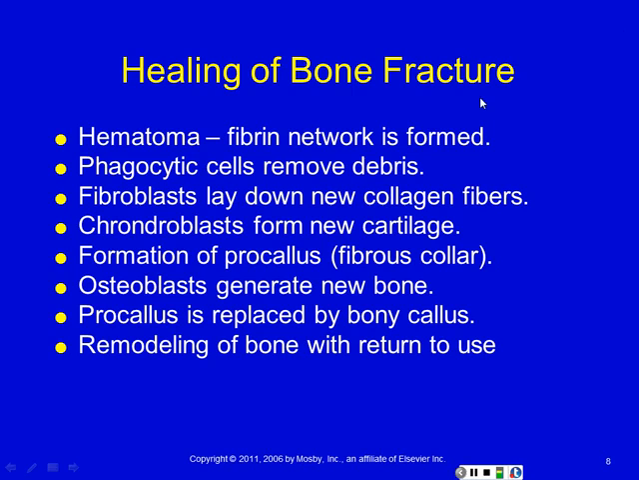The collagen then is replaced by chondroblasts, which form a callus, a cartilage callus in this area. That cartilage is replaced by bone. So at some point in the healing process, the bone looks a little bit like that. It has a sort of bulge in it because what started out as a hematoma has now become bone. And then eventually the bone is remodeled so that it goes back to being just like it was before.